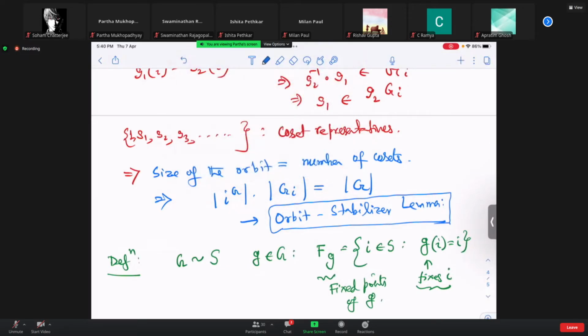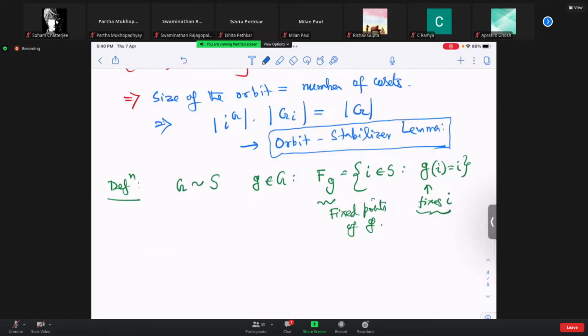Okay, so now we are ready to state and prove one very important theorem that will be heavily used in combinatorics, where group theory is used. So that lemma is called Burnside lemma.